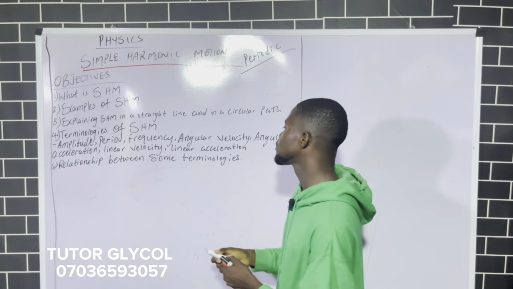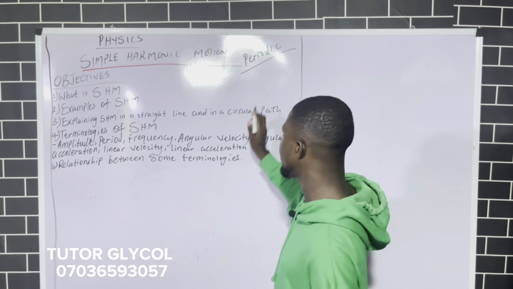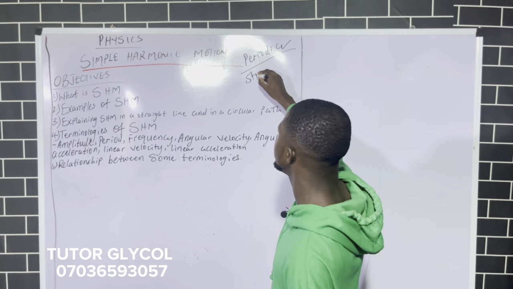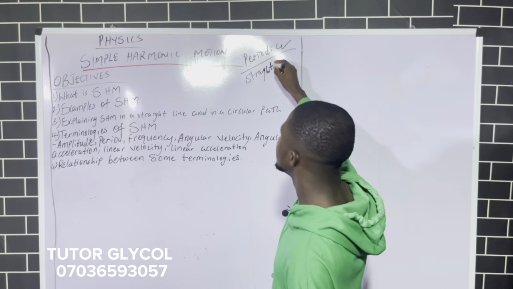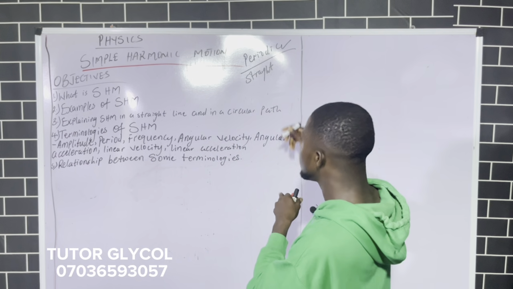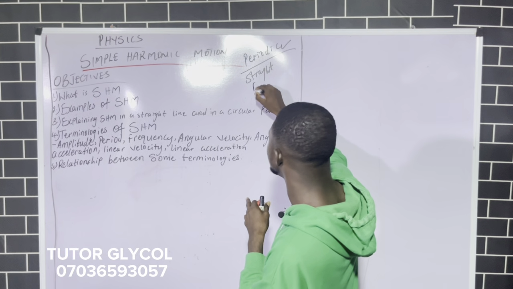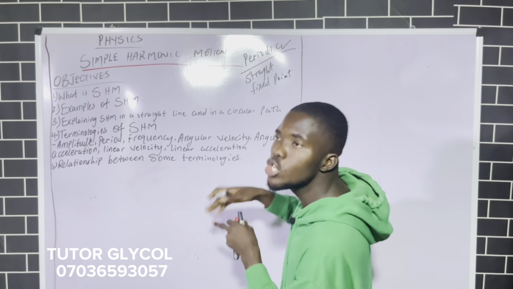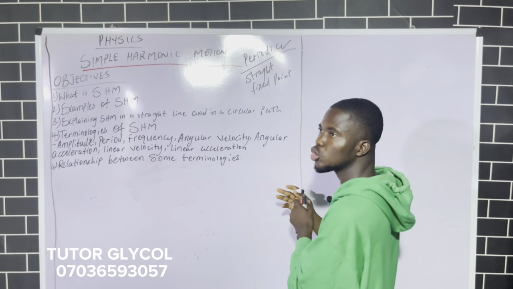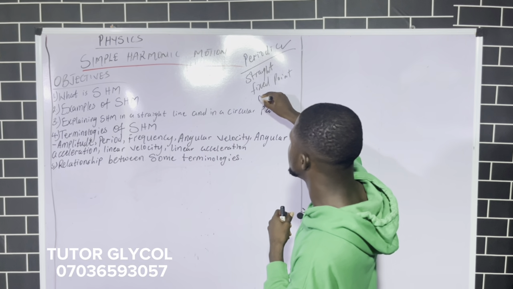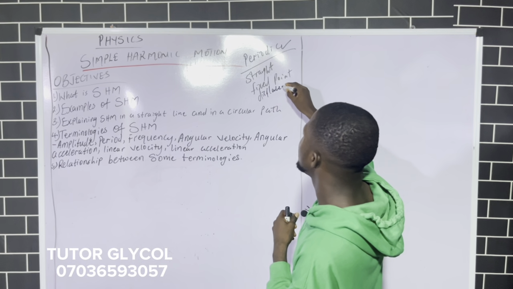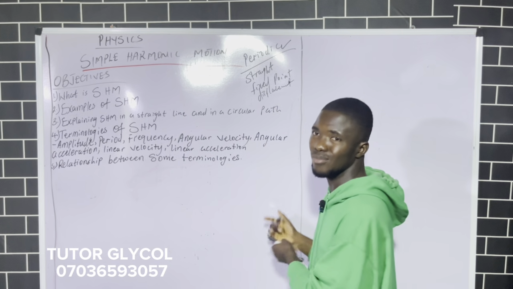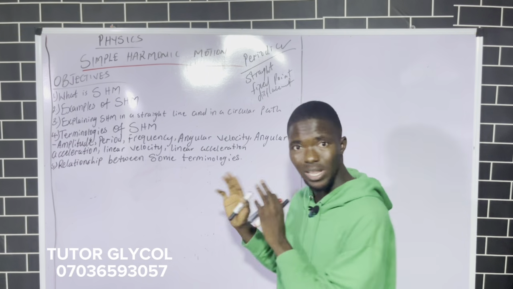Let's take it a bit. Simple harmonic motion, first point, is a periodic motion in a straight line. Second point, the acceleration is directed towards a fixed point, and that same acceleration is proportional to the displacement. I'm not writing this definition out because I don't want it to take time, but just know that definition.